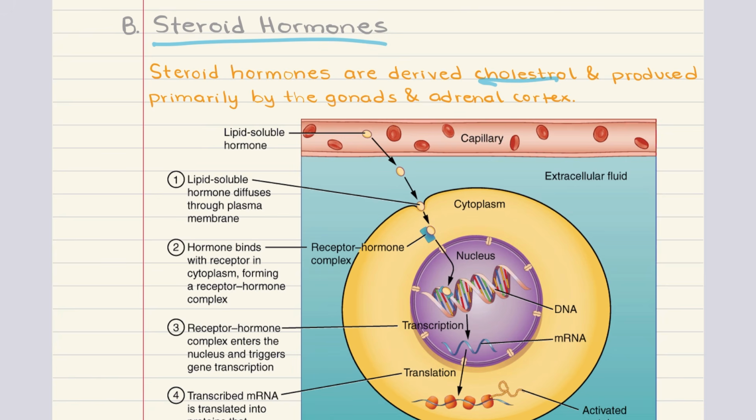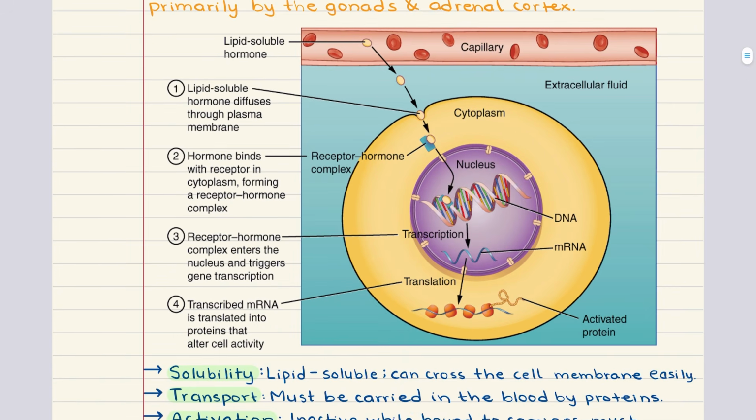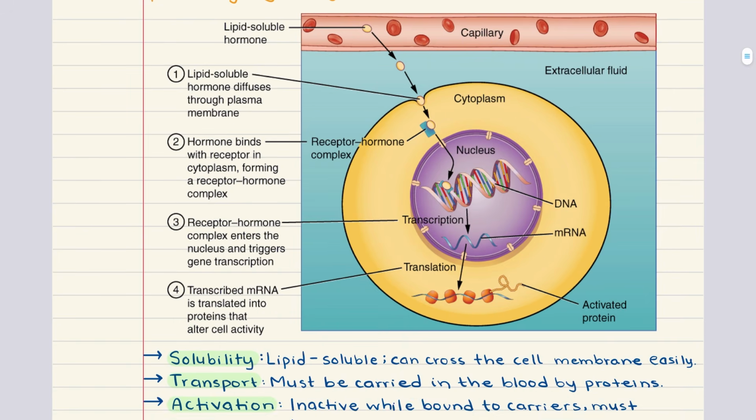Now, unlike peptide hormones, which are water soluble, steroid hormones are actually lipid soluble. This means they can easily cross the cell membrane and enter the cell directly. However, because they're not soluble in water, they cannot travel freely in the bloodstream. Instead, they need to be carried by transport proteins in the blood. And while they're bound to these carrier proteins, the hormones are going to be inactive. So they have to dissociate from their carriers to become biologically active and then enter their target cells.